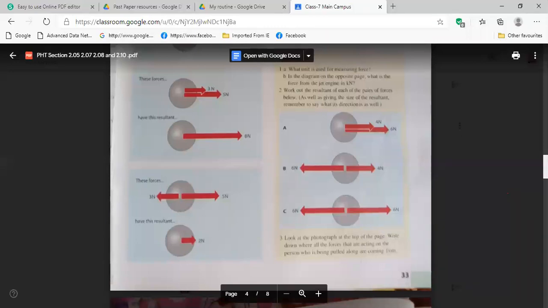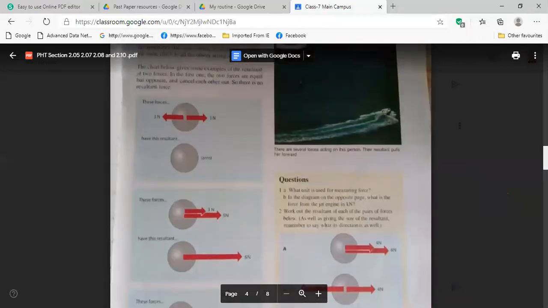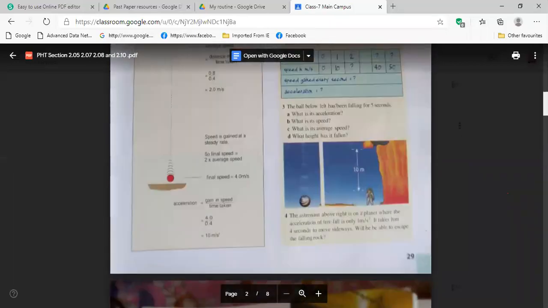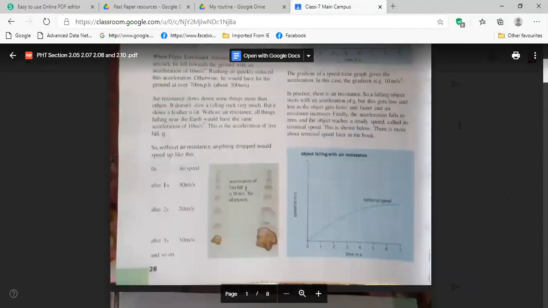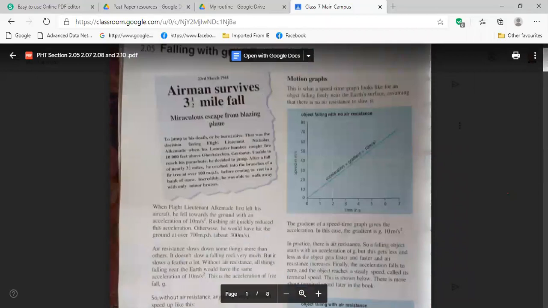Sir, do we need to learn the motion graphs? Motion graph means only these two. I gave you them in the notes, right? Only these two, with air resistance and without air resistance, okay? Sir, will you tell us to draw them? No, you do not need to draw anything. Okay, sir.